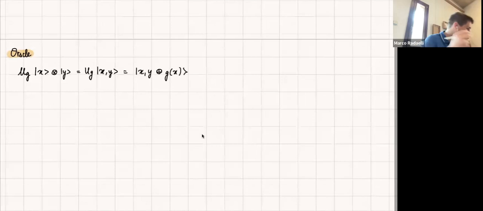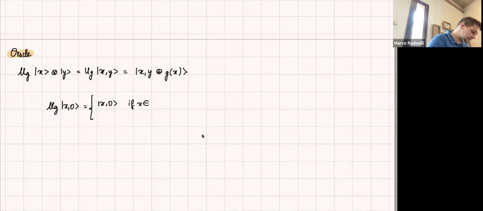In practice, if I apply this UG to an x and I start with a 0 in the output register, I get the same thing if x does not belong to the set of solutions, and a flipped qubit on the other side if x belongs to the set of solutions.